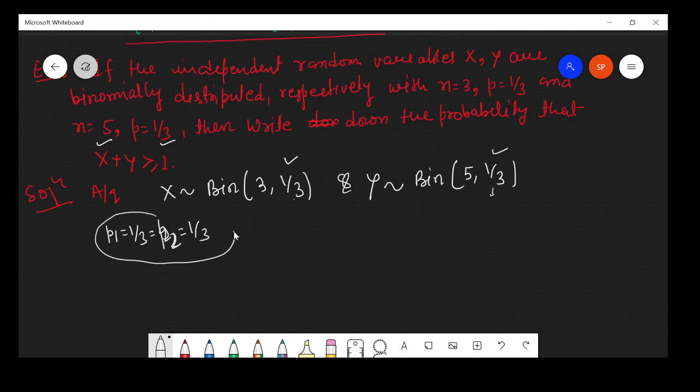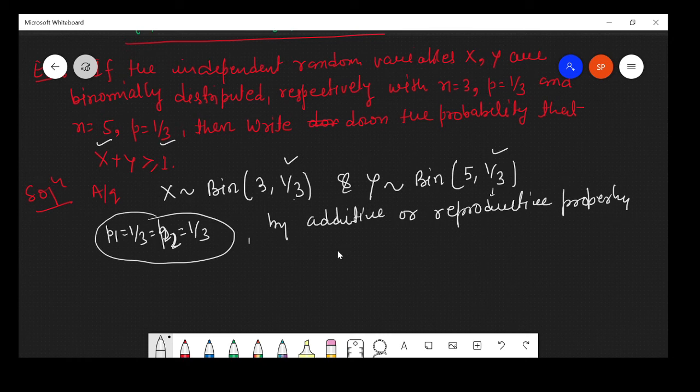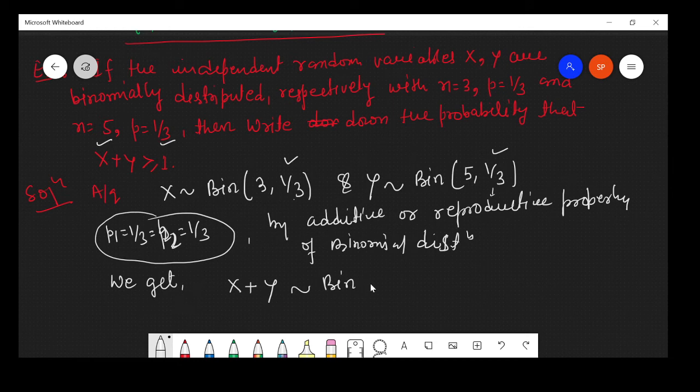Both are equal, which means by the additive or reproductive property of the binomial distribution, we get X plus Y follows the binomial distribution with parameters n1 plus n2, here 3 plus 5 comma p. P is what? 1 by 3.